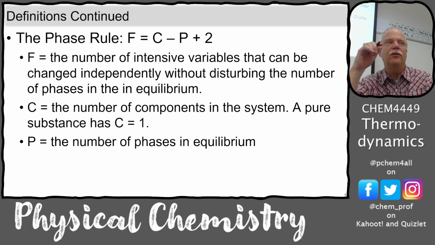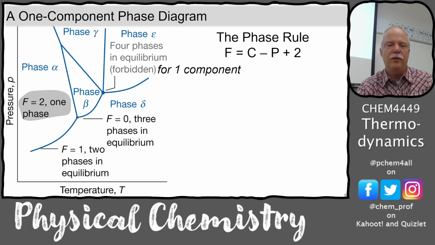Now I don't want to make too much of this pretty simple equation, but this allows us to put boundaries on how we draw the phase diagrams. Let me show you an example. In this 1 component phase diagram, I have these phases labeled with Greek characters, and this phase rule shows that we cannot have 4 phases in equilibrium right here. So that's an invalid point.